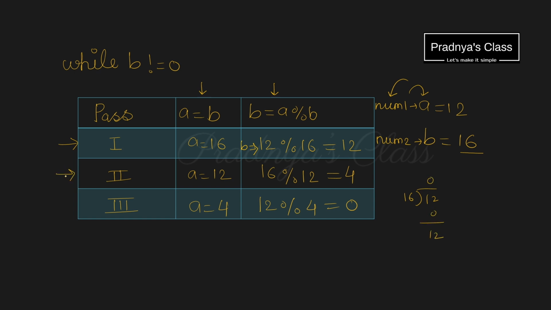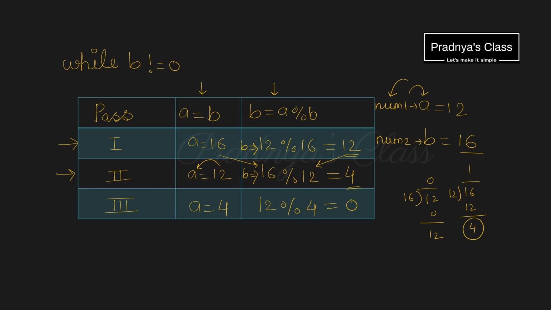Alright, let's proceed to the second pass. Now the value of B is 12. That's why we have initialized it to A. What will be the value of B? A is nothing but 16 and B is nothing but 12. Now you know when we divide 16 by 12, what we will get? 12 ones are 12. The remainder will be 4. So here is the answer for this expression.